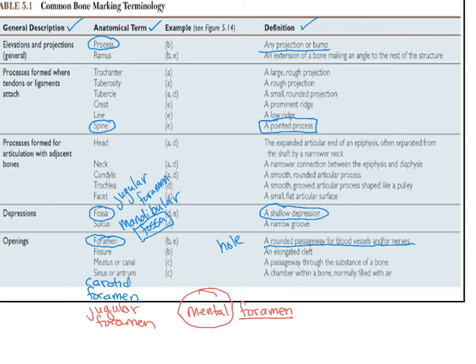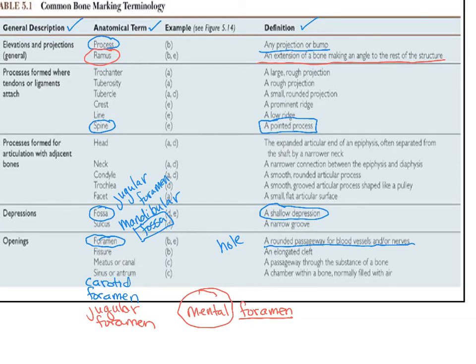Okay, so our picture here, let's find ramus, here we go, it's up at the top. Here's a ramus. By definition, it's an extension of a bone that makes an angle to the rest of the structure or bone. So it's like a bend, it's an angle, right?